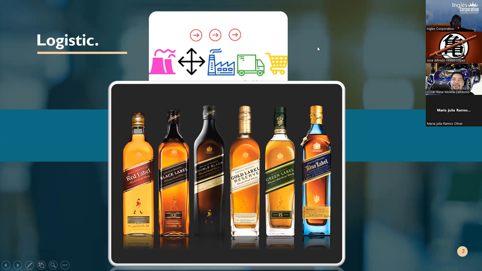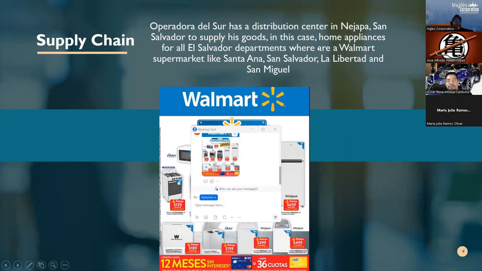Okay. Very good. Very nice. Perfect. Thank you. Continue. My presentation finished. Walmart sells its products through Operadora del Sur Society, which has a distribution center in Nejapa, San Salvador, to supply its goods. In this case, home appliances for all Salvadoran departments where there is a Walmart supermarket, like Santa Ana, San Salvador, La Libertad, and San Miguel. Well, that's all.